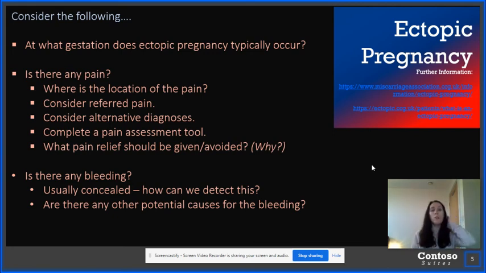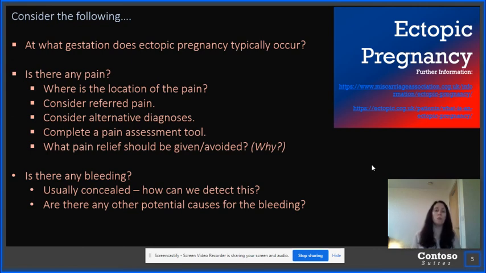Right, let's talk about the two things as usual, pain and bleeding. So pain. Where is the location of the pain? Like I said before, it's normally quite low down in the tummy and it's either one side or the other. All right, if you have a woman that comes on with pain like that, you could be thinking ectopic. Referred pain, you guys know this. It's going to be on the shoulder tip, and it could be on either shoulder tip.